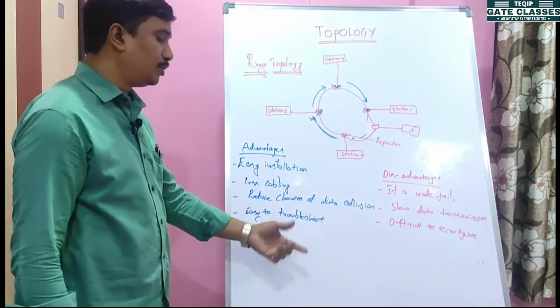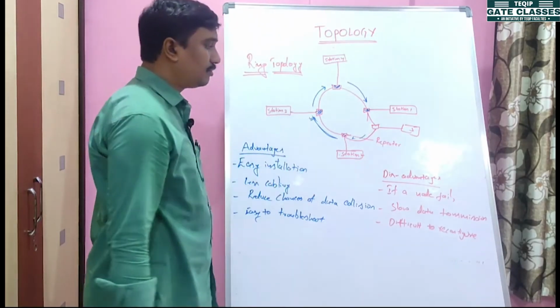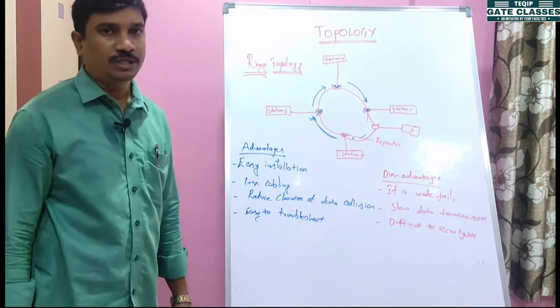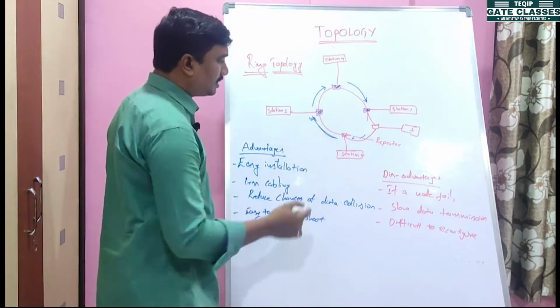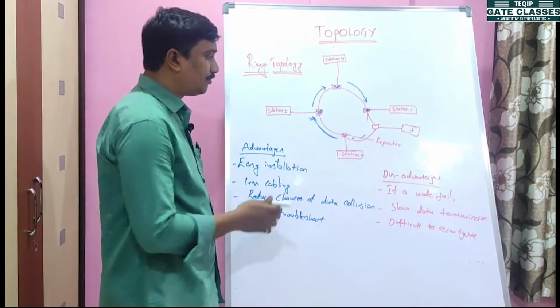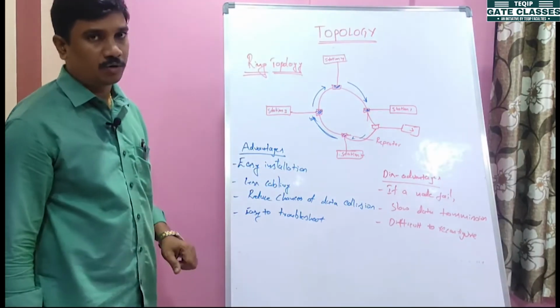And the last one is troubleshooting. Whenever a station is not working, troubleshooting is very easy. Suppose the proper signal is not coming, troubleshooting is very easy. We have to install the repeater. These are the advantages of ring topology.